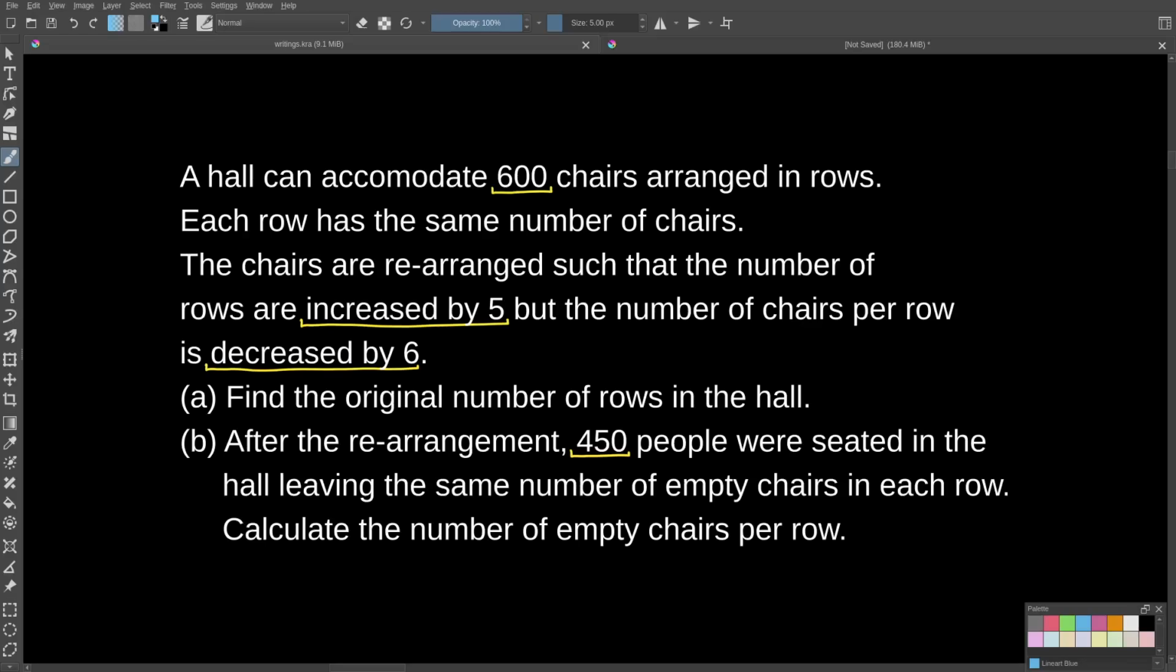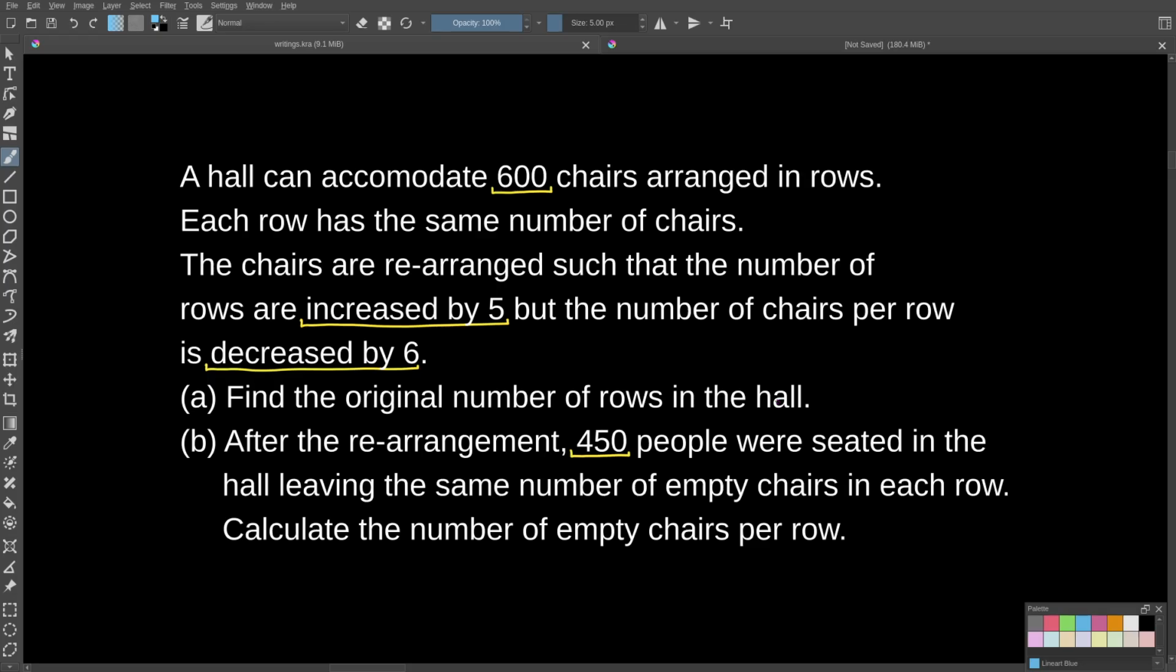Hello. In this question, we are told a hall can accommodate 600 chairs arranged in rows. Each row has the same number of chairs. The chairs are rearranged such that the number of rows is increased by 5, but the number of chairs per row is decreased by 6. And part A of the question reads, find the original number of rows in the hall.